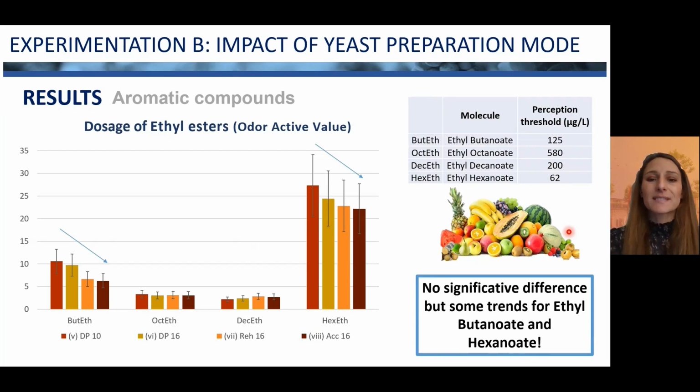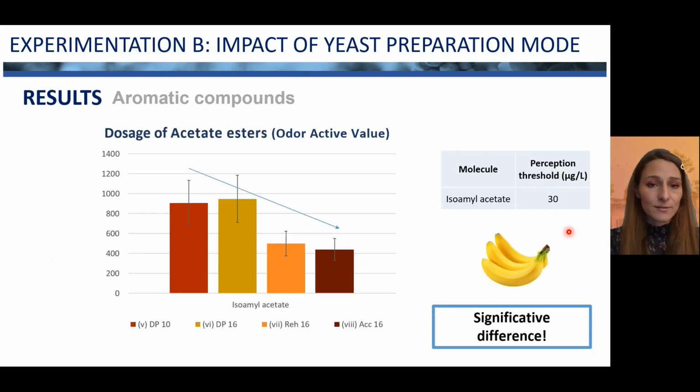On the dosage of the ethyl ester, here again, same way of presenting as earlier, we do not see significant difference between the scenarios. However, we do see some trends for the ethyl butanoate and ethyl hexanoate, where we have higher production of these ethyl esters for the direct pitch scenarios, where the yeast implanted better. For the acetate esters, that is again a key marker of this strain, we see some significant difference for the isoamyl acetate. Especially, there is a higher production for the direct pitch scenarios, where the yeast implanted better.